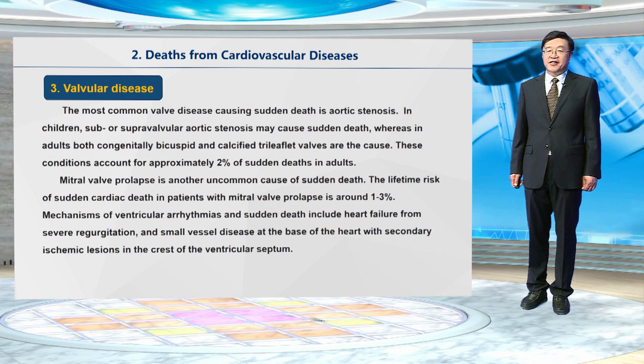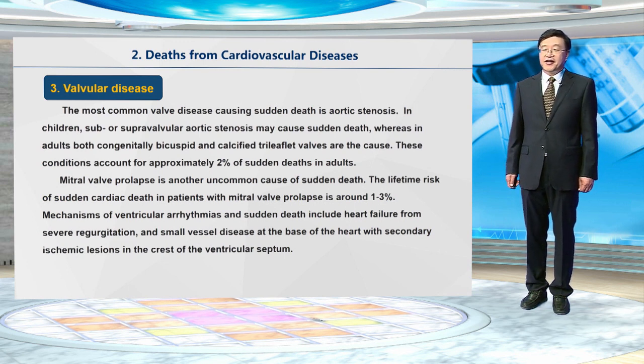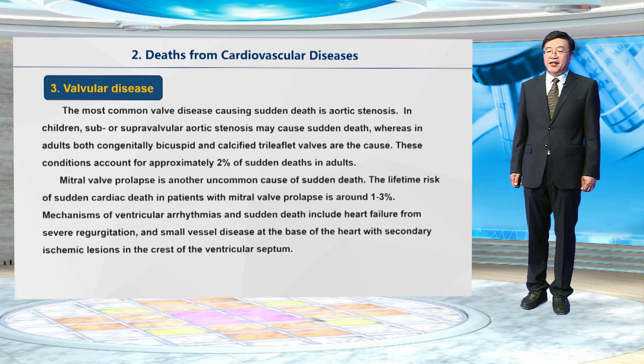Third, valvular diseases. The most common valvular disease causing sudden death is aortic stenosis. In children, sub or supravalvular aortic stenosis may cause sudden death, whereas in adults, both congenitally bicuspid and calcified tri-leaflet valves are the causes. These conditions account for approximately 2% of sudden death in adults.